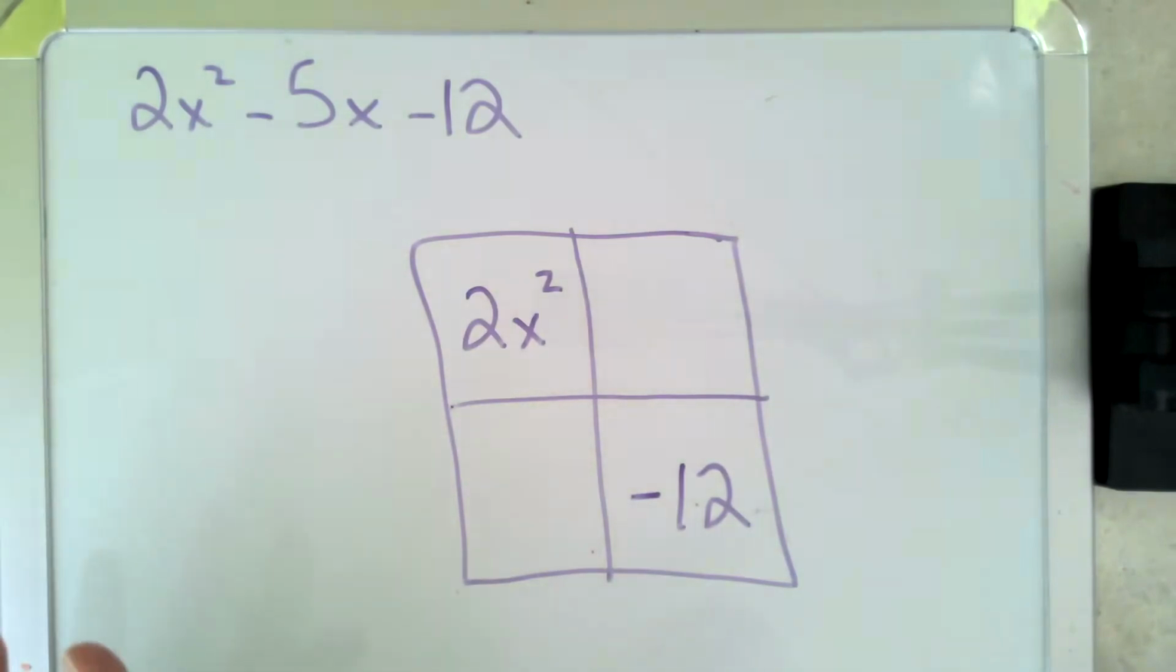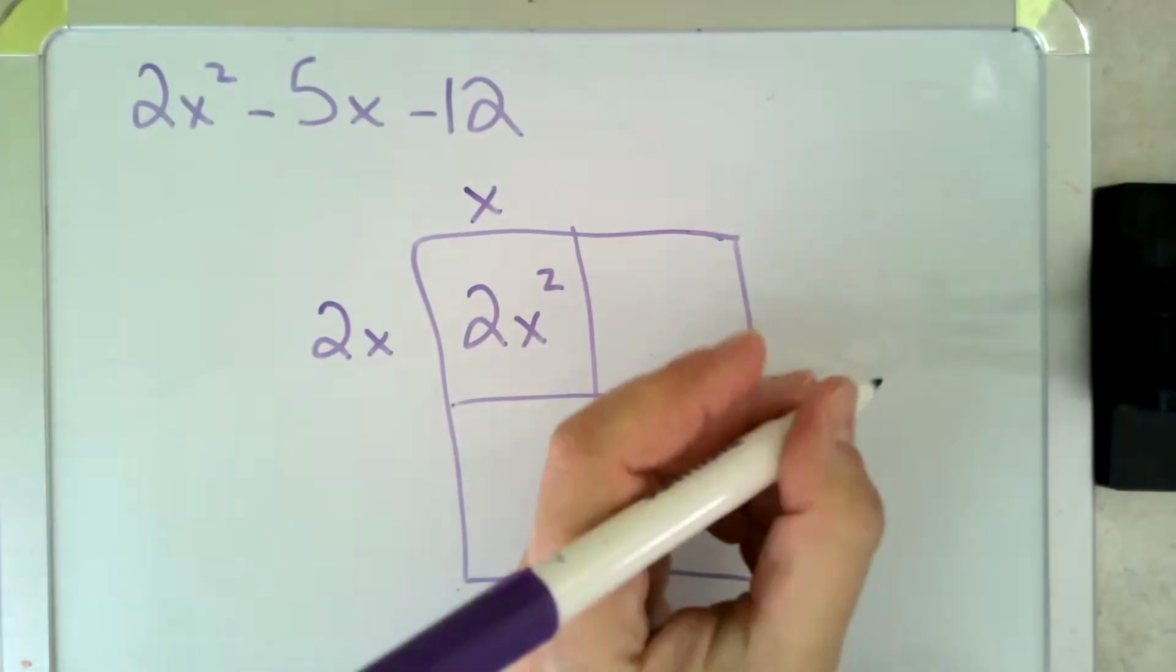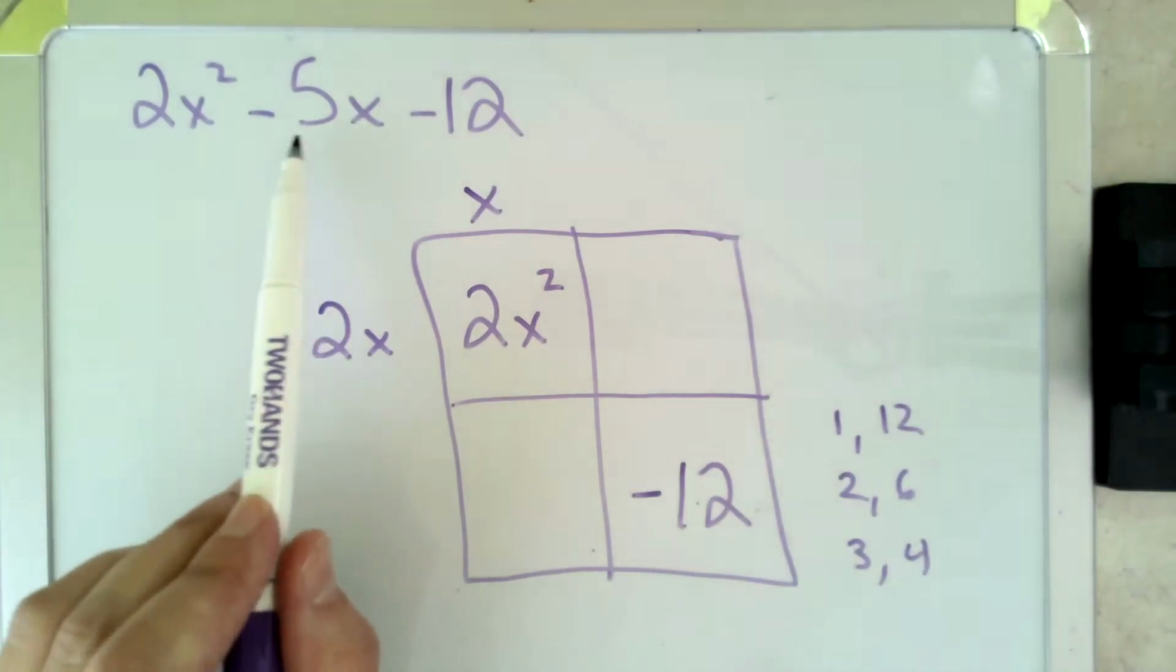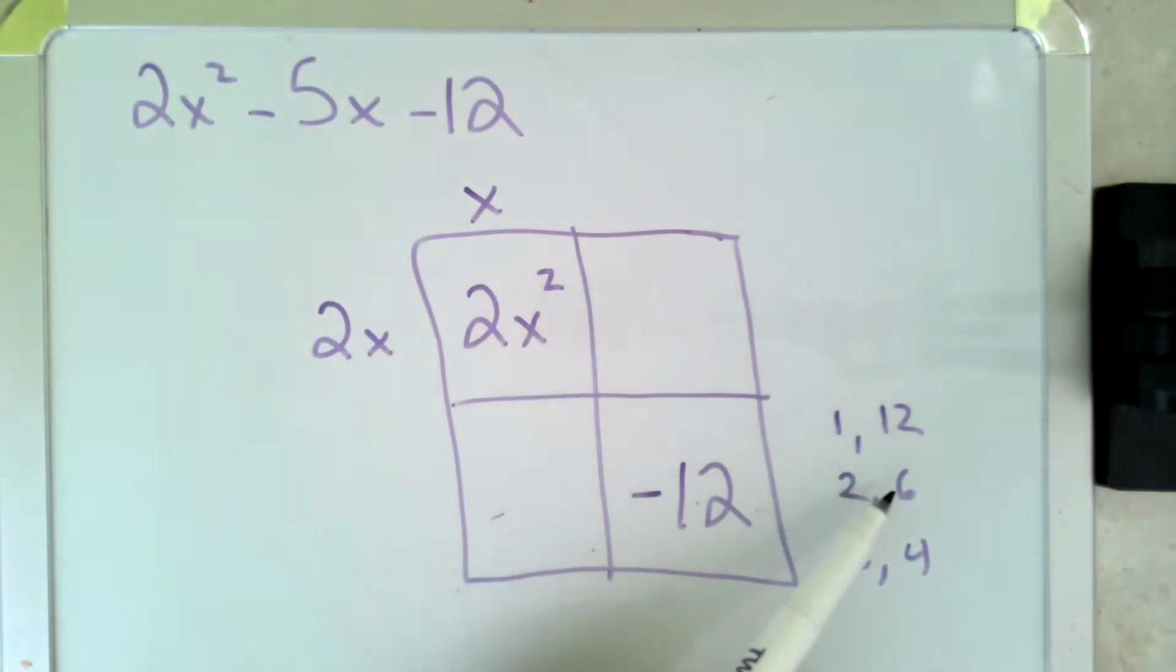Essentially, we're going to do a little bit of trial and error to figure out what completes our multiplication matrix. For 2x squared, we're in luck because that can only be a 2x and an x, and it doesn't matter where we put them. Negative 12 can be constructed using 1 and 12, 2 and 6, 3 and 4, and we need to get a negative onto one of those terms, since multiplying to a negative means one is negative. And since our middle term is negative 5, the larger terms will be our negatives, and now we play a little.